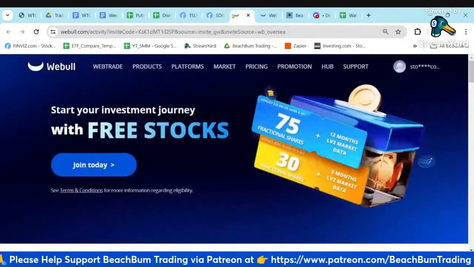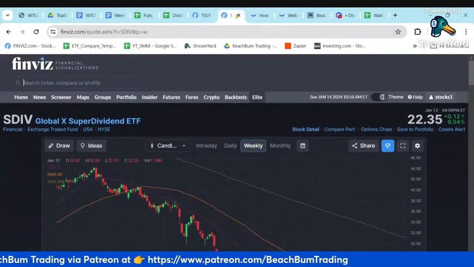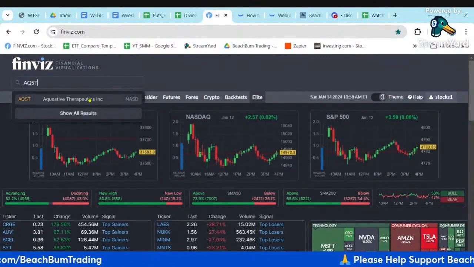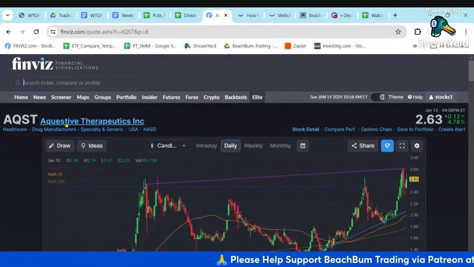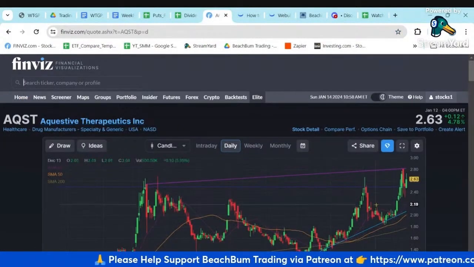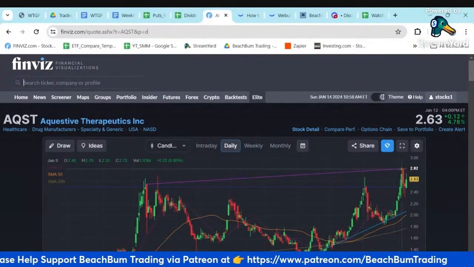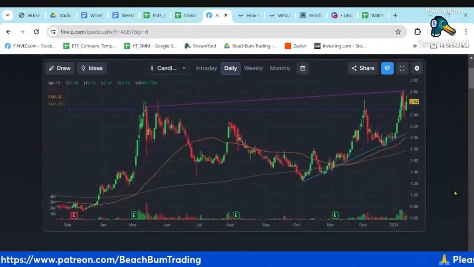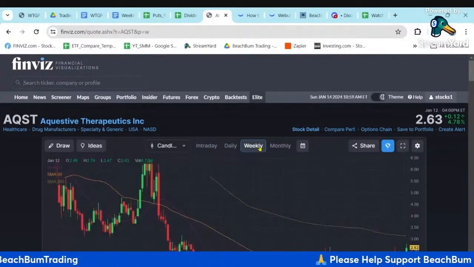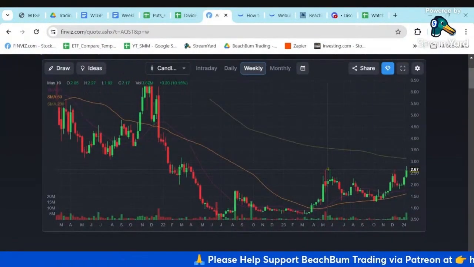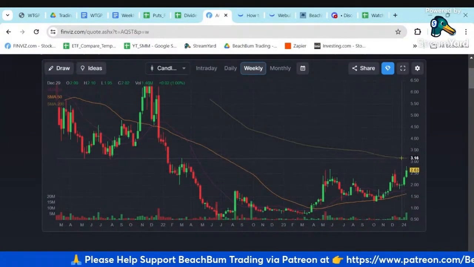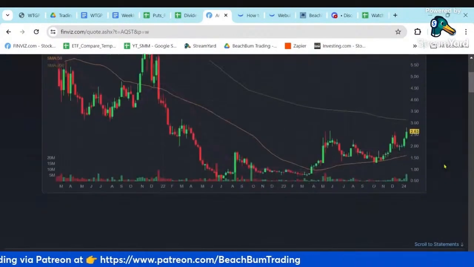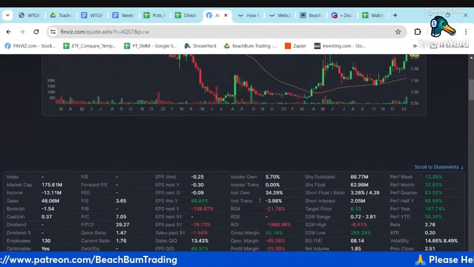Okay, firstly, this AQST. So this is Acquisitive Therapeutics. You can see it's pretty high. So it had a nice run up into that resistance, got rejected. Looks like it's bouncing. So it looks pretty positive. If we zoom out a little bit, this looks like it's broken out from its previous high. It's got some room up into that longer term moving average, got plenty of upside in the past. So it looks like it's on a nice uptrend, so it's doing pretty well.